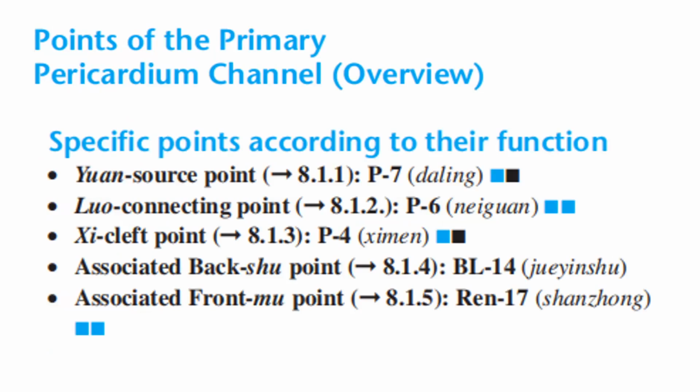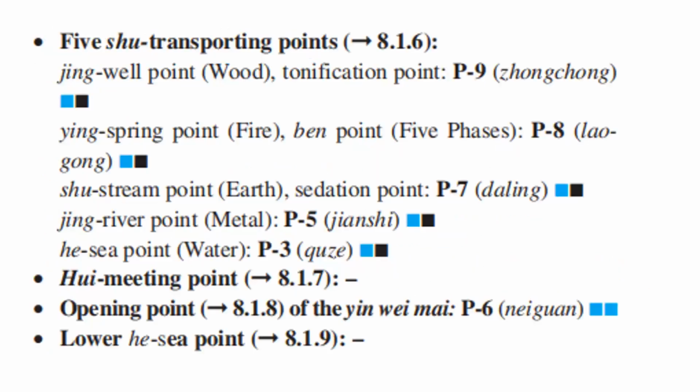Yuan source point, P7. Luo-Connecting point, P6. Xi-cleft point, P4. Associated back shu point, bladder 14. Associated front mu point, Ren 17. 5 shu transporting points: Jing well point, wood, tonification point, P9. Ying spring point, fire, horary point, 5 phases, P8. Shu stream point, earth, sedation point, P7.